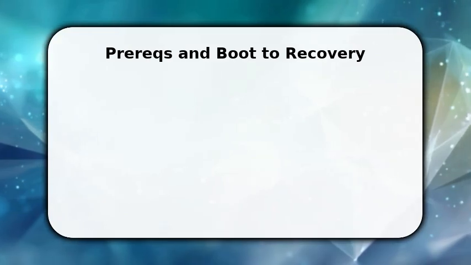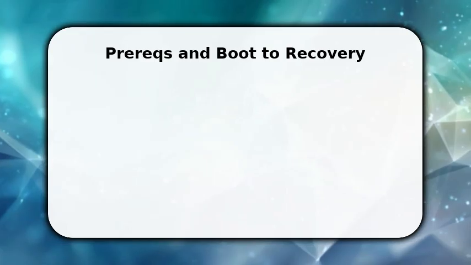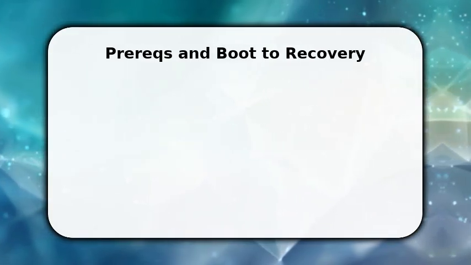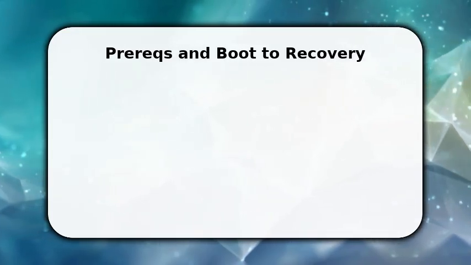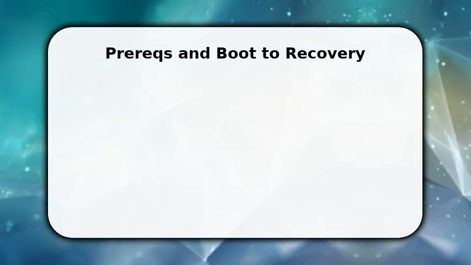You start with essentials. Make sure battery is above 50% and USB debugging is enabled. Connect the phone to your PC and open a terminal where ADB is installed. Once connected, run adb devices to confirm the phone appears. If it does not, install proper drivers.